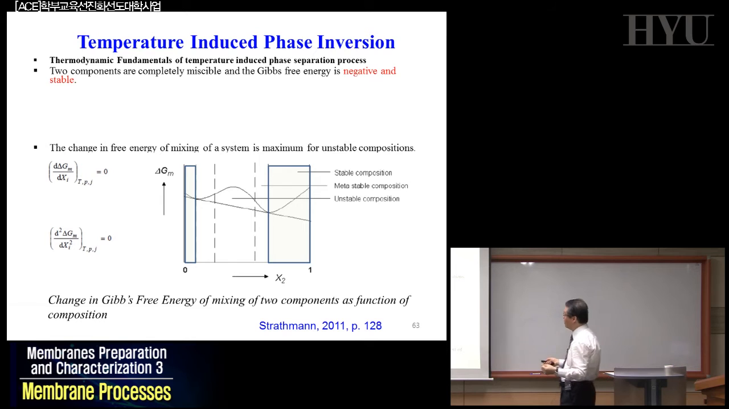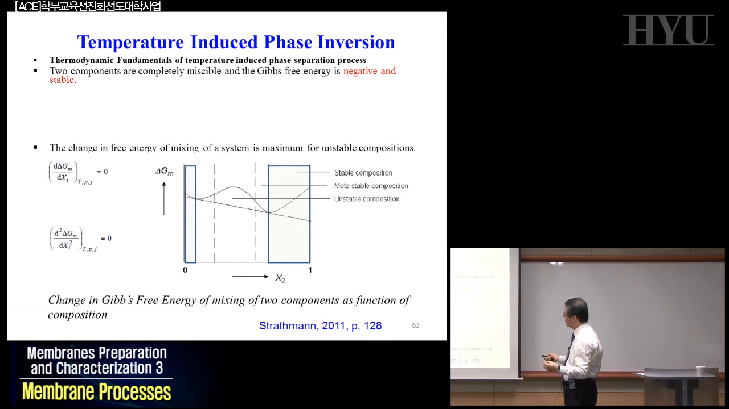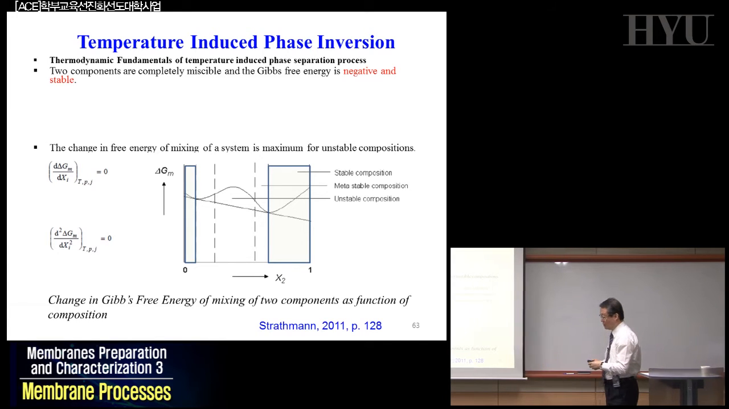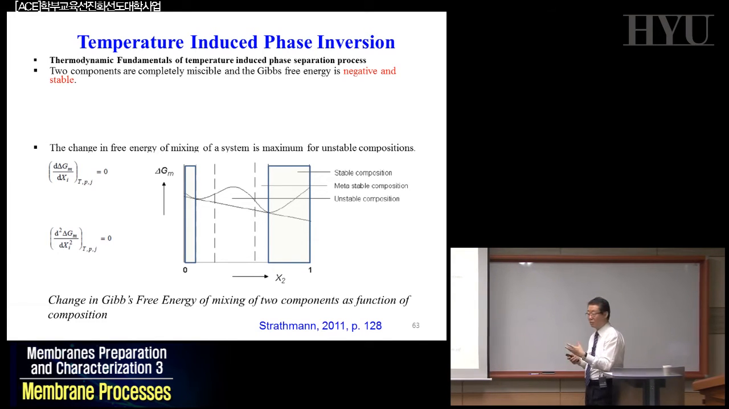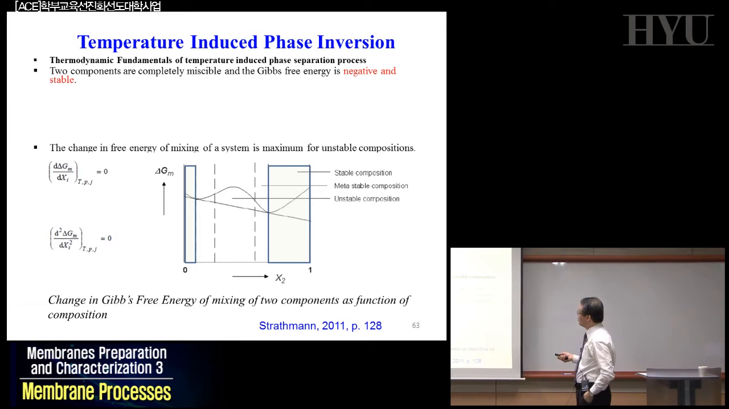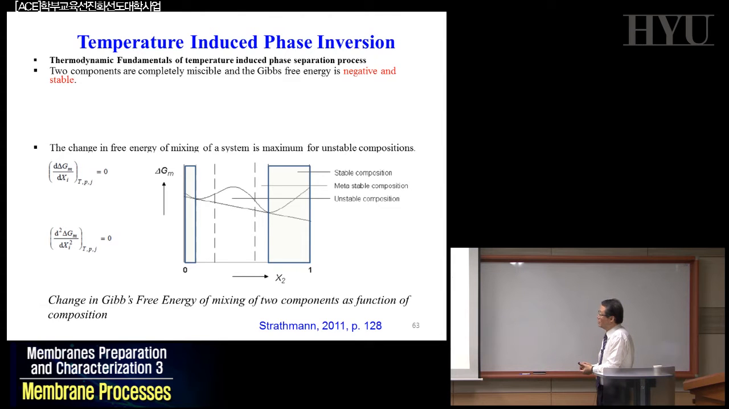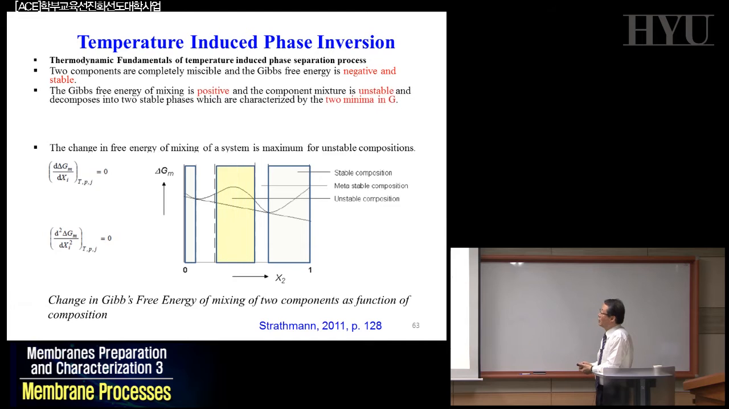When you have a large component of the polymer, or a small component of your polymer, we have very stable binary mixtures. So in this case, we have a negative Gibbs free energy of mixing. Delta GM is negative.